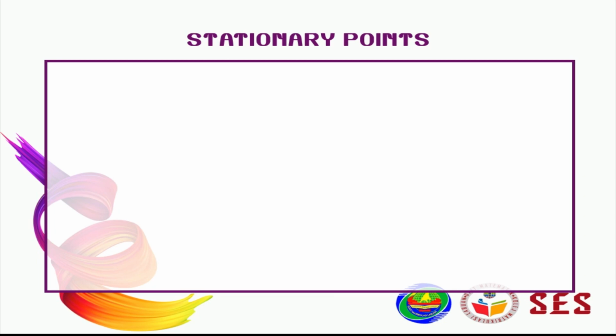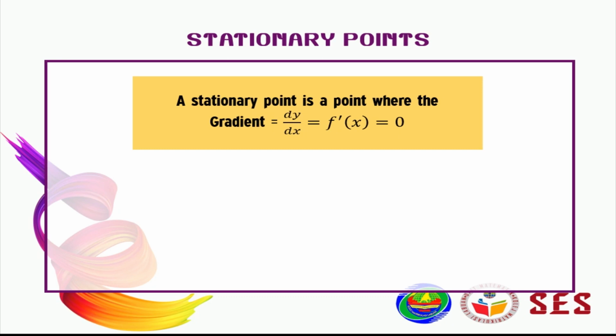So, stationary points. What is a stationary point? A stationary point is basically a point where the gradient, which is also known as dy dx and f prime of x, will be equal to 0. Let's take a look at the example graph I have over here. It's a smile graph. I'm going to denote a positive sign for positive gradient and a negative sign for negative gradient.